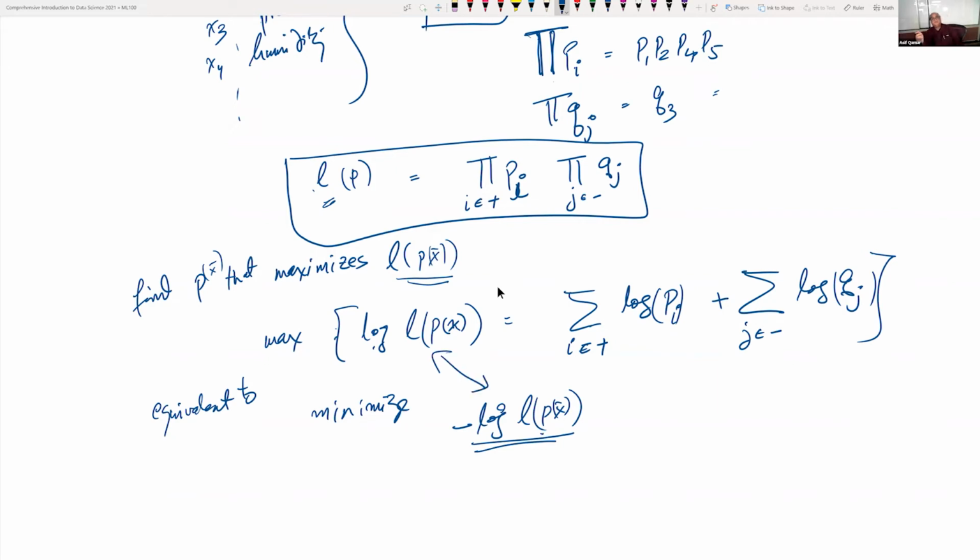Do you see that, guys? Maximizing the log likelihood, I can either do that or I can minimize the negative log likelihood. The bigger the log likelihood is, the smaller the negative log likelihood. And therefore, that is nothing but minus the sum over i belonging to positive cases of log Pi, minus the sum over j belonging to negative cases of log Qj. Q is, of course, 1 minus Pj.